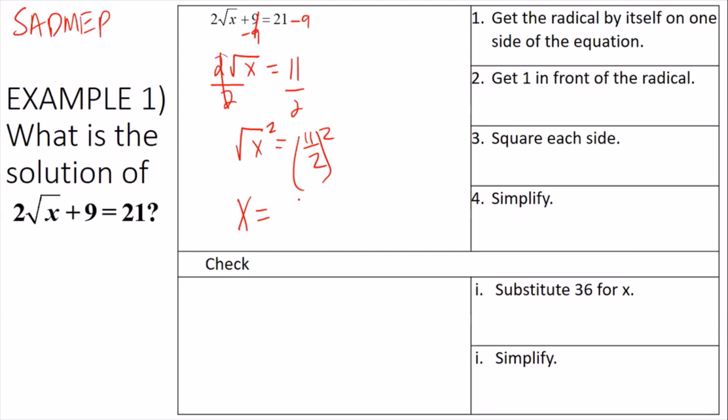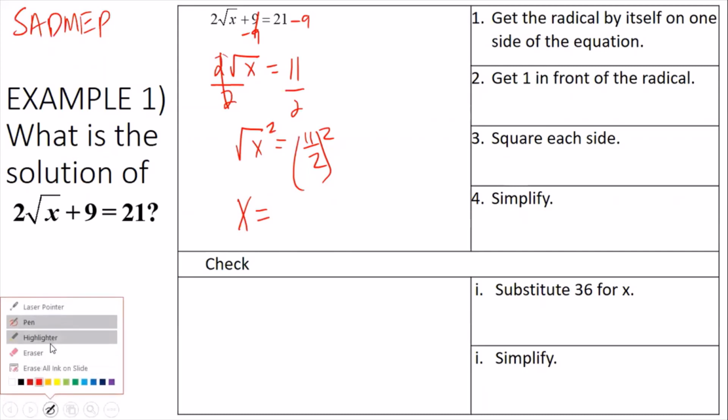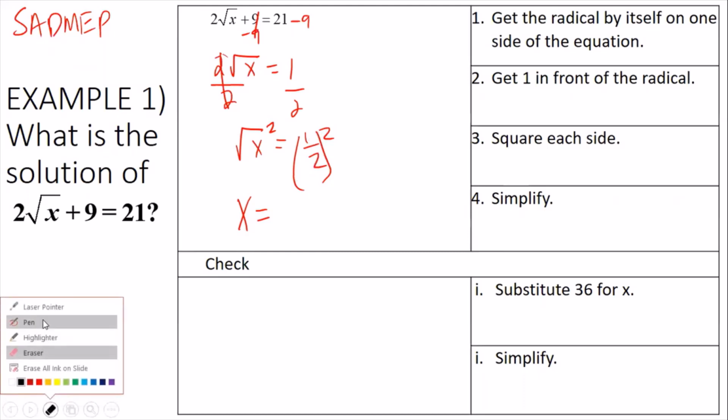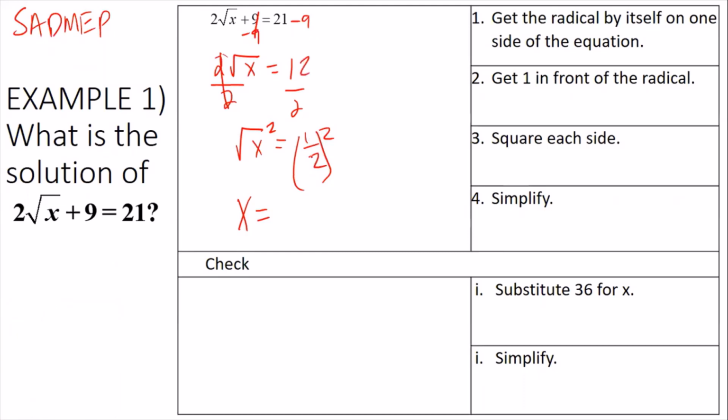Guys, I did some bad math. I was like, that is not 11, that's 12. Oh my goodness, wake up. And y'all just let me keep going. So we end up with 6 squared, which equals 36. So the answer that we get is x equals 36.